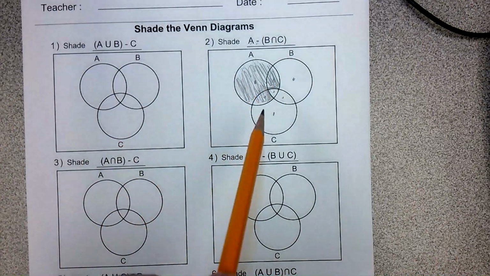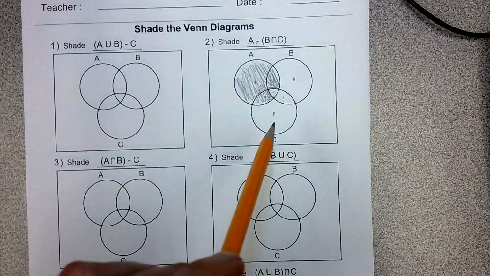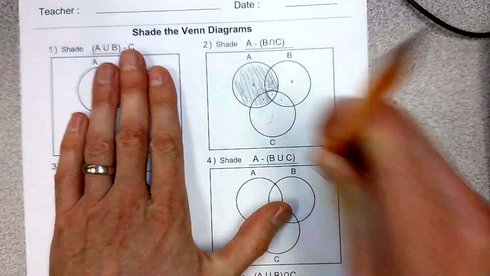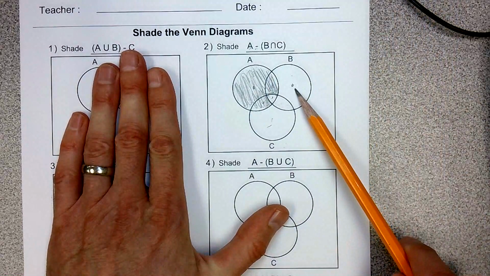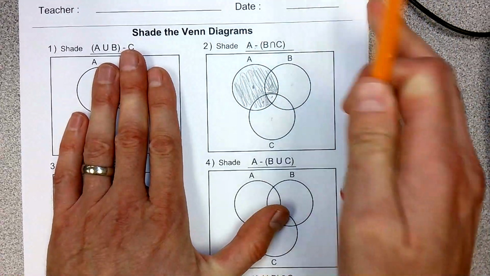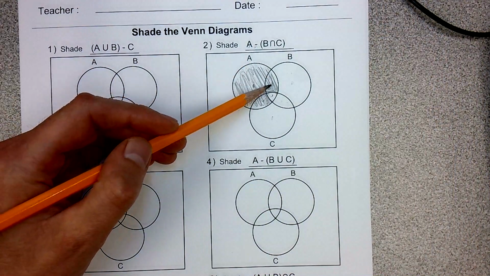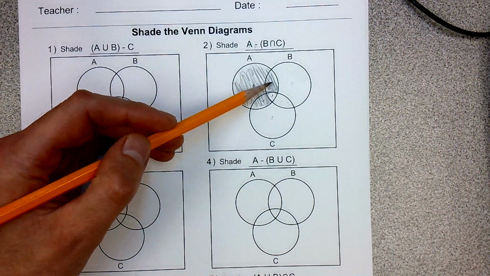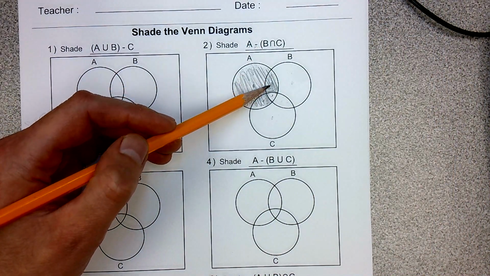And you could ask, it's in A, but not B and C. Is this dot in A? No. So I erase it. Is this dot in A? No. Is this dot in A? No. Okay. This dot is in A, and it's not in the spot where B and C intersect. So everything in this region here is good to go.